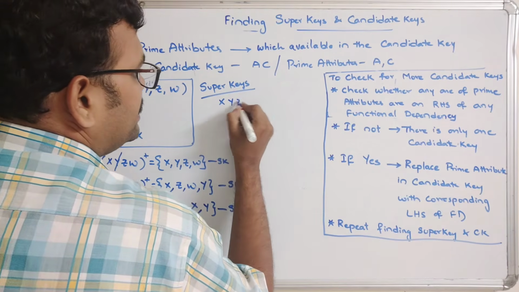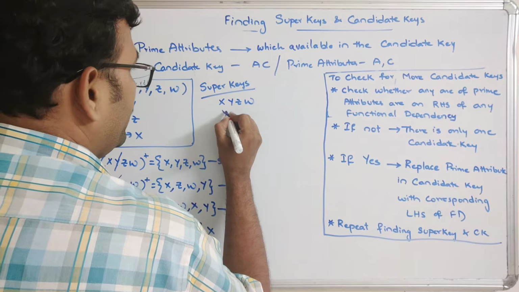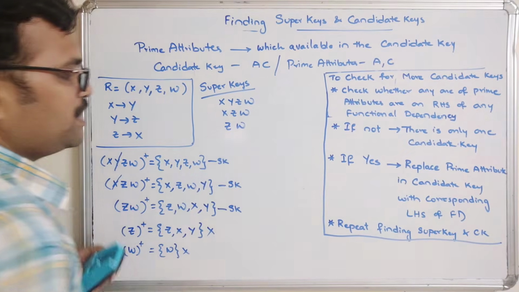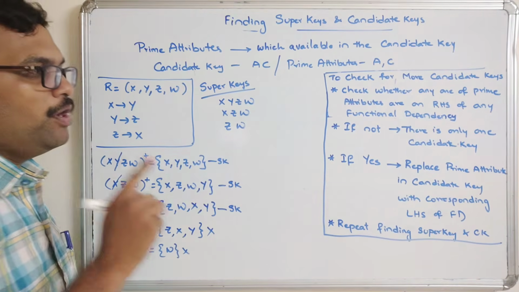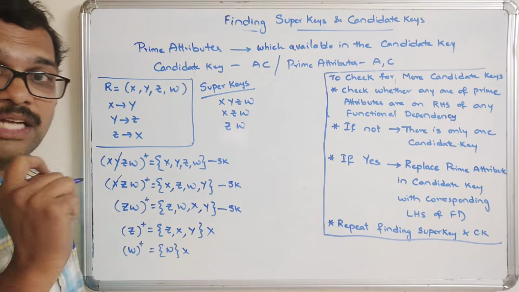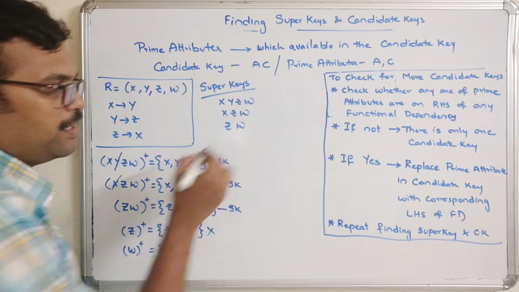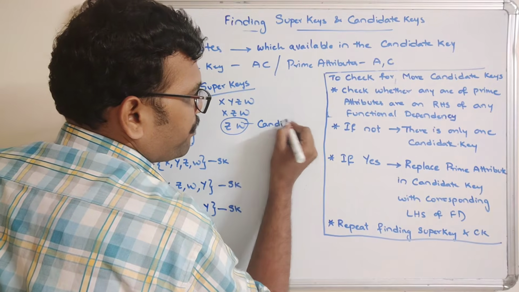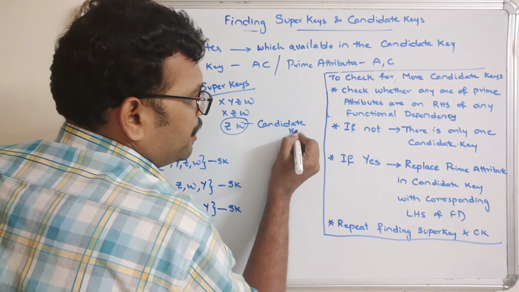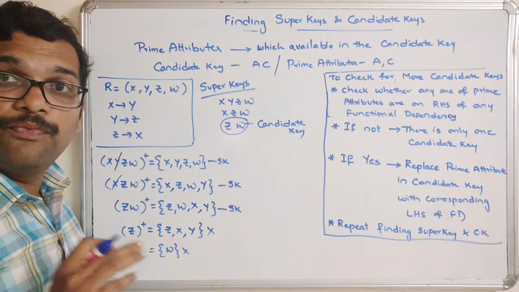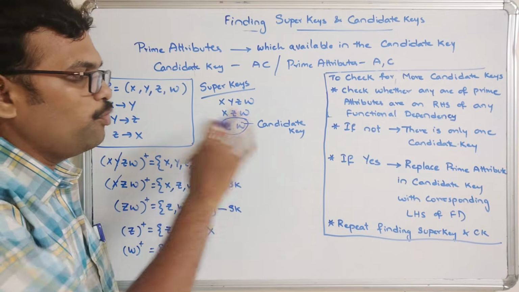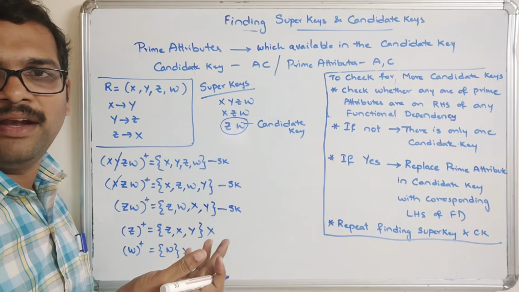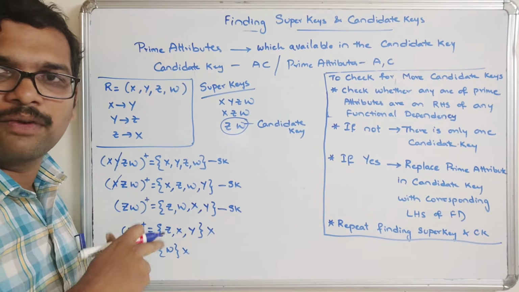So here the super keys are XYZW, XZW, ZW. So these are all the super keys. So among these super keys, which one is a candidate key? The minimal set. So this will be the candidate key. Right? But we can't finalize that this is the only candidate key. There might be a possibility that there are many more candidate keys other than this one.